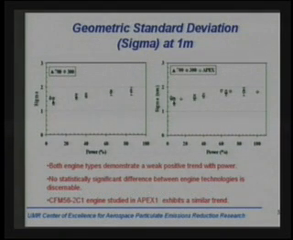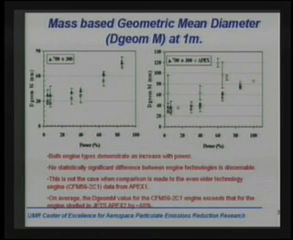For the geometric standard deviation, which is a measure of the width of the distribution, which is typically log normal, okay, again, what we see is a weak positive trend as a function of power, and again, no statistically significant difference with respect to that second shape parameter, related to the width of the distribution, with engine technology. For mass-based geometric mean diameter, again, you see the increase with power, and again, no statistically significant difference between the engine technologies that were studied here.